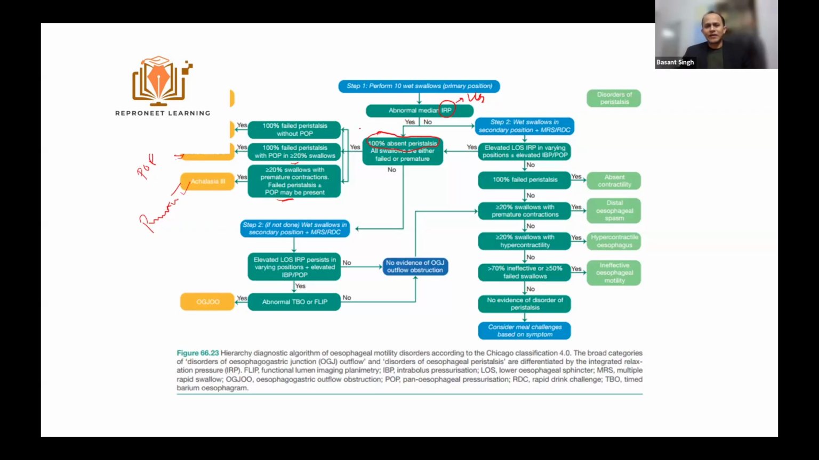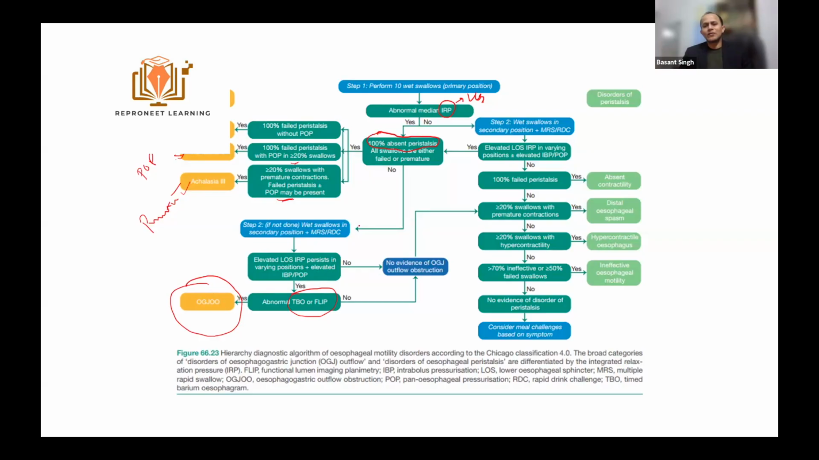If it is not satisfied, then you look at this: the outflow obstruction. For that, we have some other tests available, that is the TBO test or flip test, which measures the impedance of the esophagus, how compliant the esophagus is. But the basic difference is you look at your peristalsis.